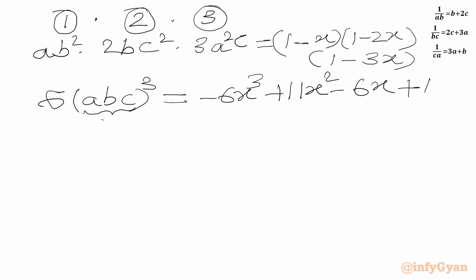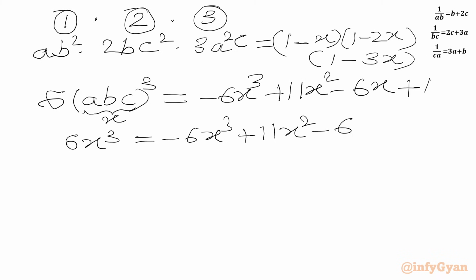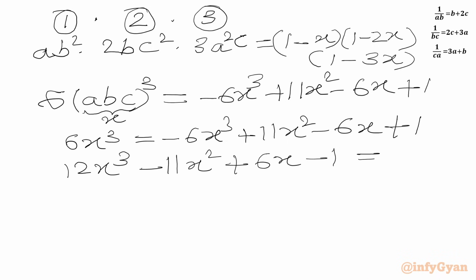Now abc is our substitution x. So we can write 6x cube equal to minus 6x cube plus 11x square minus 6x plus 1. Take all the terms to left hand side. We will get 12x cube minus 11x square plus 6x minus 1 equal to 0. We have one cubic equation. If I check our equation at x equal to 0, it is not going to satisfy. So we will write for our equation x cannot be equal to 0.